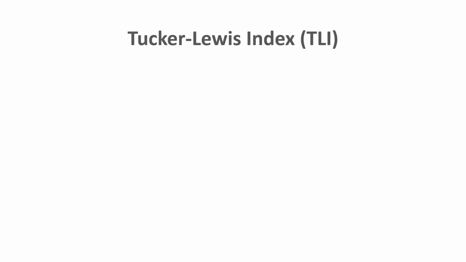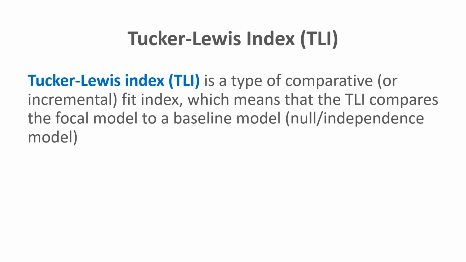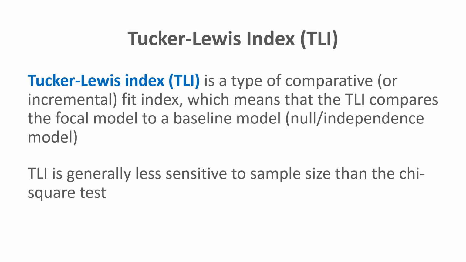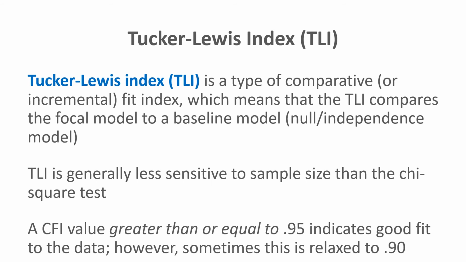Next, let's talk about the Tucker-Lewis index, or the TLI. So the TLI is a type of comparative or incremental fit index, just like the CFI. So this means, again, that the TLI, like the CFI, compares the focal model to a baseline model, which you could refer to as the null or the independence model. Now, TLI is generally less sensitive to sample size than the chi-square test as well. And a TLI value greater than or equal to 0.95 indicates good fit to the data. However, sometimes this is going to be relaxed, just like with the CFI, to 0.9.